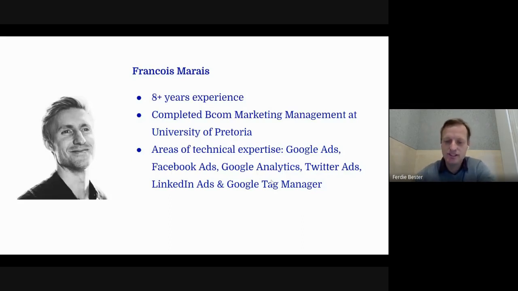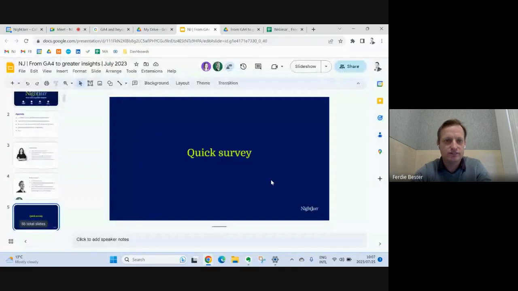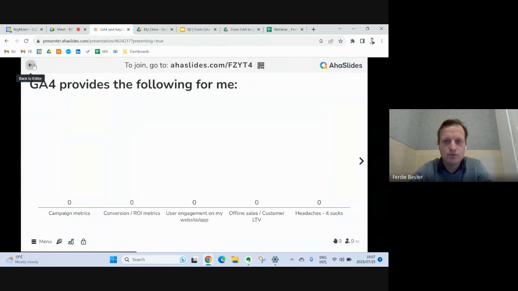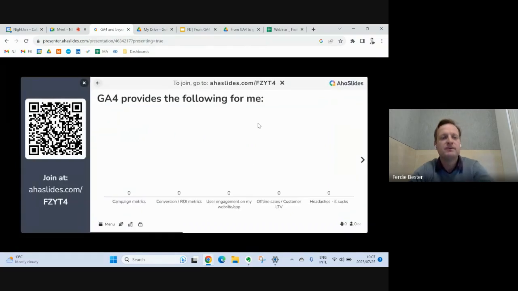Okay. All right. So let's start with a quick survey because these things are always fun. What I would like you to do is take out your phone and please take a snapshot of that QR code and then just give us an answer in terms of what Google Analytics 4 provides for you. Please scan the QR code and then in real time we'll get the results back.